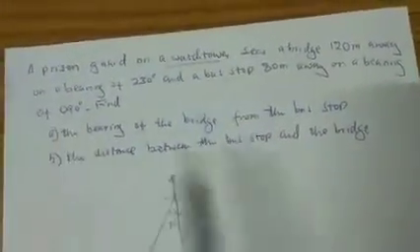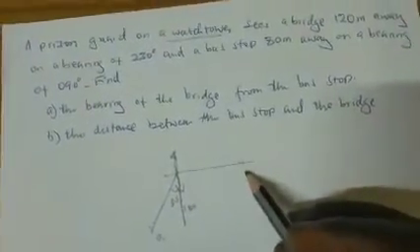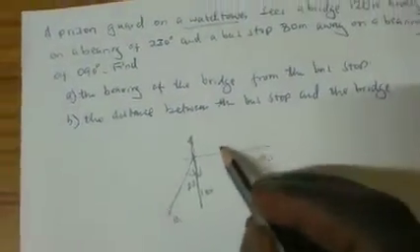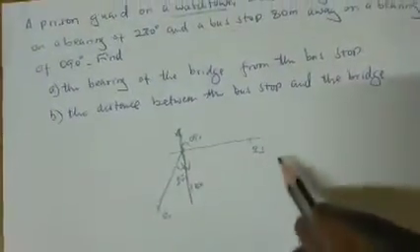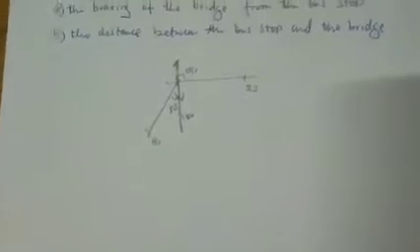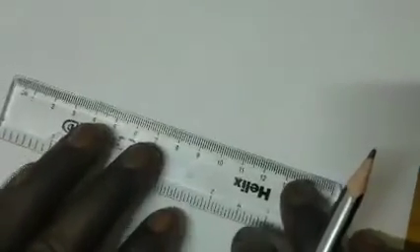Then the bus stop is on a bearing of 090. So 090 is on the eastwards. So that is where we now have the bus stop. That is the bearing of 090 degrees. So that's the bus stop. We can now begin our actual construction so that we see how far this is.